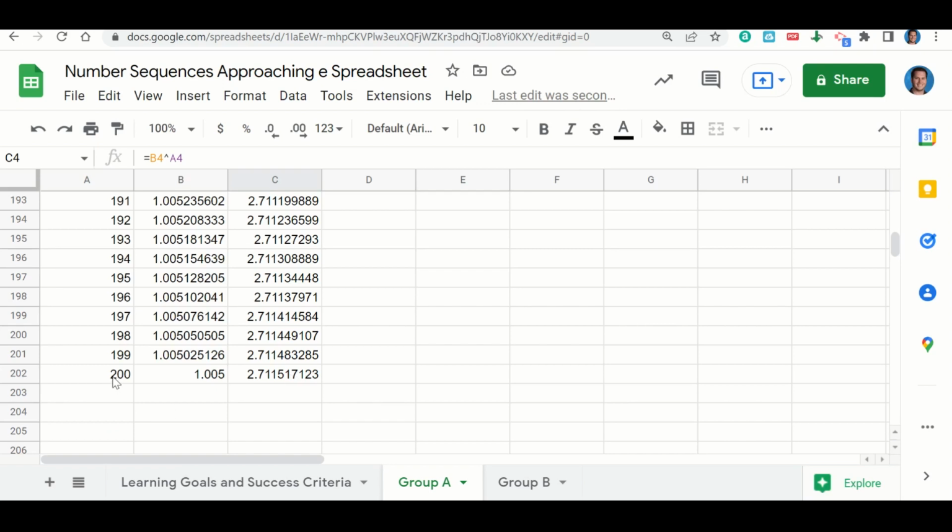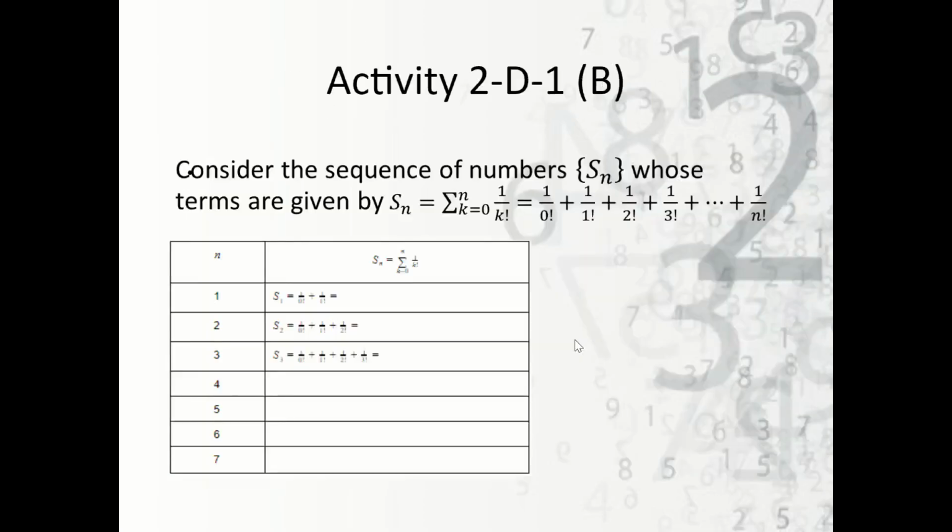And I could keep this going. I could make this 1,000. And I'm just going to copy this and paste it. I'm going to copy this and paste it. And notice again, I can see how this is continuing to trend as we go through. So that's how you do the first part of your spreadsheet. Let's look at another example.